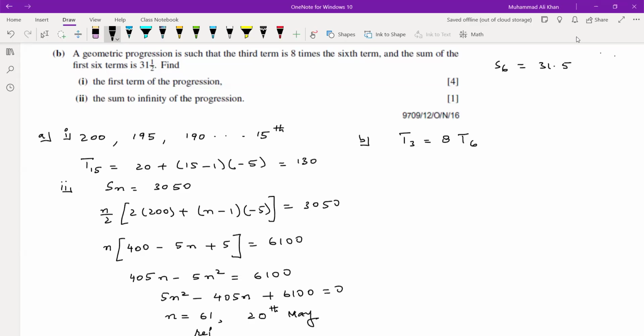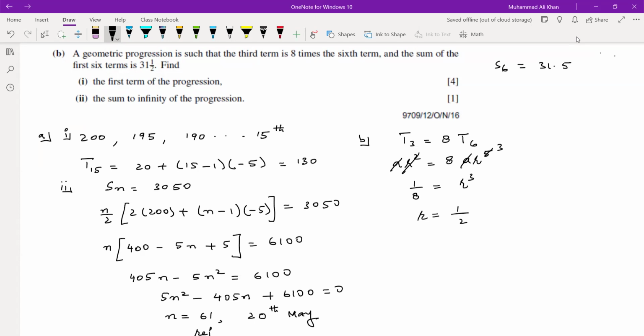According to this condition, T3 को हम लिख सकते हैं AR squared, 8 times T6 को लिख सकते हैं AR power 5. AR power 5, right? A and A cancel out. R squared ने cancel किया. It is cube now. So 1/8 equals R cube. And the value of R is the cube root of 1/8, which is 1/2. Yes, cube root of 8 is 2 and the answer is 1/2. R आपके पास आ गया.